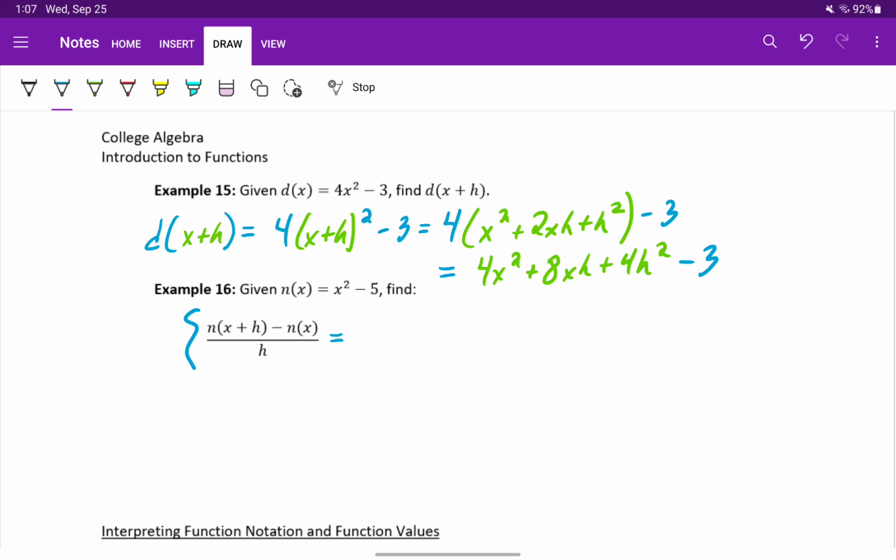In order to do this, we'll start off by finding n of x plus h, just like we did in the last two examples. We'll plug x plus h into that function to get x plus h squared minus 5, and then we'll subtract n of x, so just the original expression with no changes. And what we'll do is put that inside a set of parentheses to make sure we don't lose track of the idea that this negative out front is going to get distributed through every term in that expression, all of that over h.